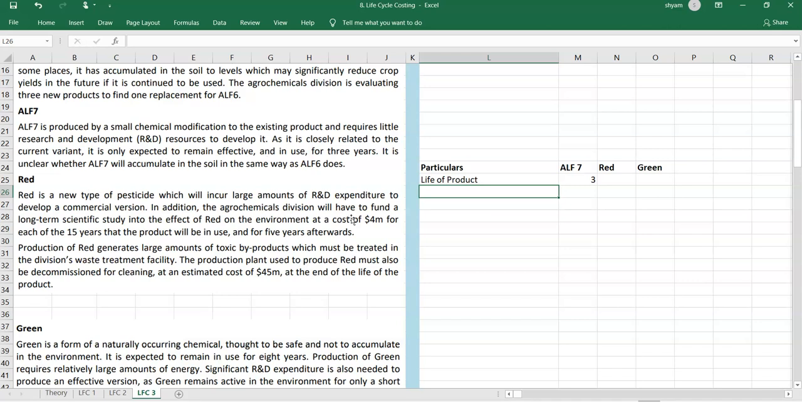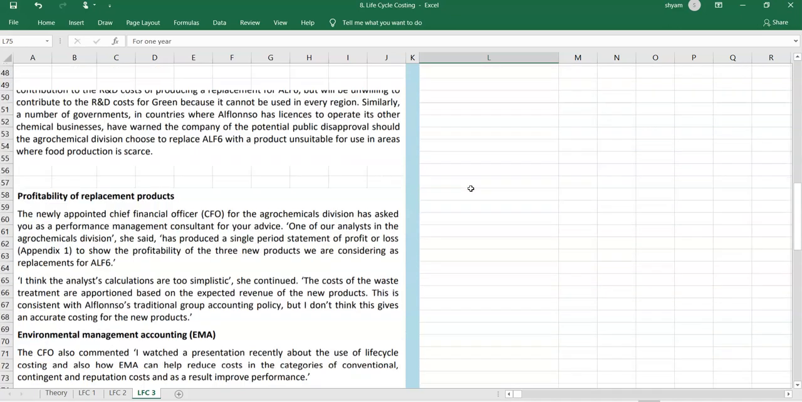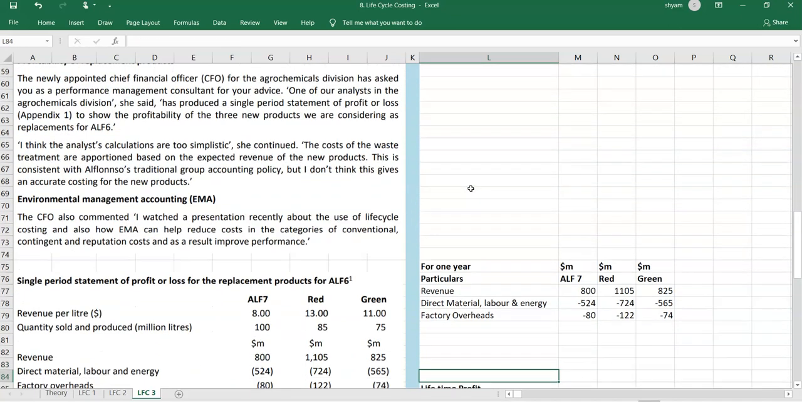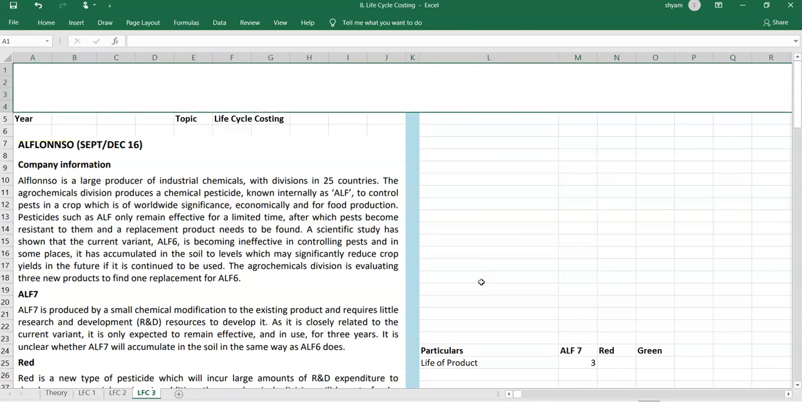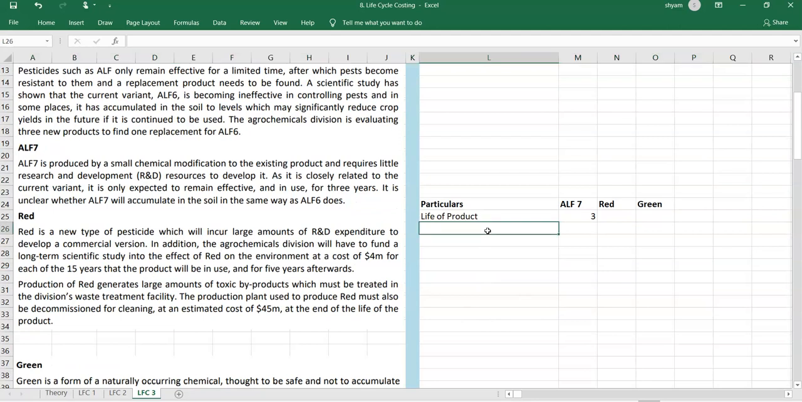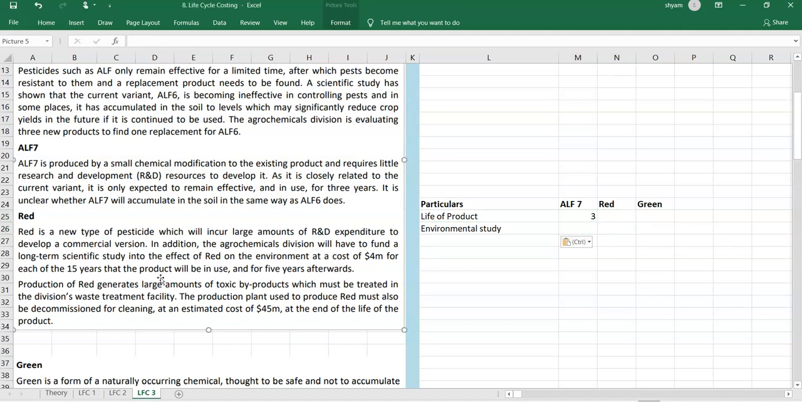And here, if you take, they have that environmental study. So we can take that environmental study that we typed here. So the environmental study is going to be for 4 million for each of the 15 years that the product will be in use. So the product will be in use for 15 years there.